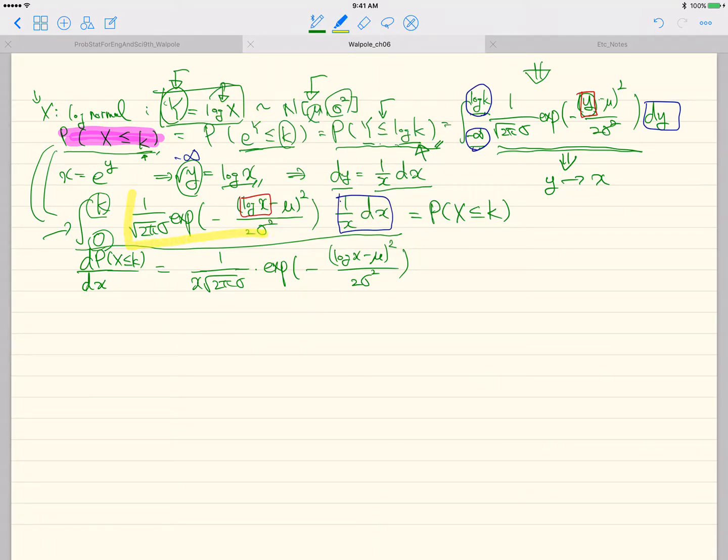This part. So this part will become your new probability density function. Okay? So what was the probability density function and its relationship to the cumulative distribution function?